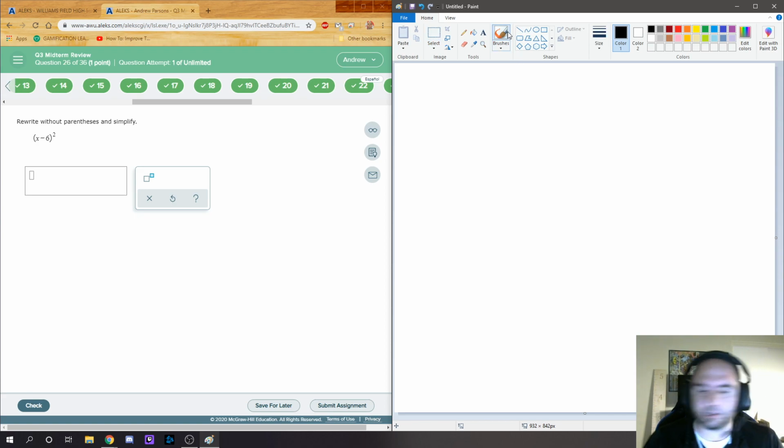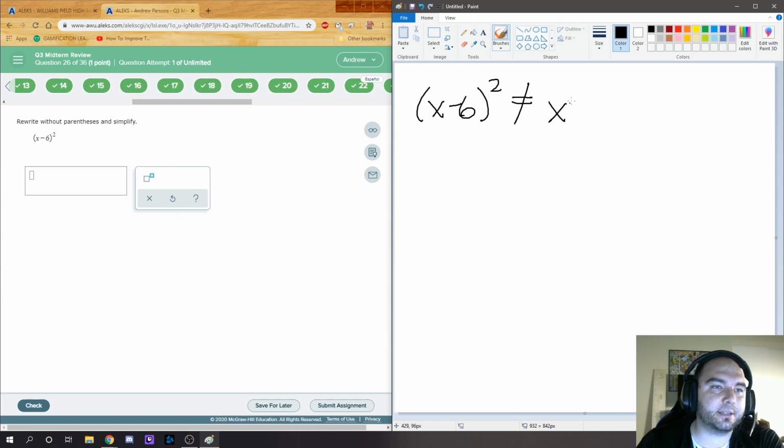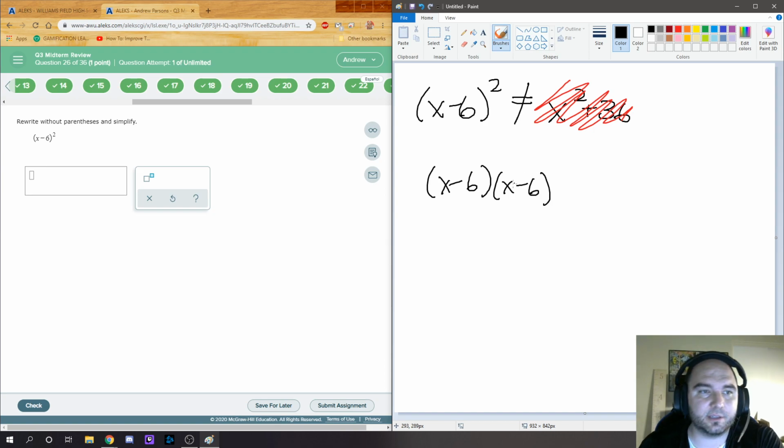Okay, here's another one of those, but it doesn't look like two things. It looks like one thing. I'm going to tell you right now, if you're watching the video, this isn't secret knowledge, it's just common sense knowledge, I hope. This is not x squared plus 36. If you square x and you square 6 and put that, hold on, let me get red here. No, no, no, no, no, no. You need to do this. You need to do x minus 6 and another x minus 6. That's what the squared means. It means it's the same thing twice.